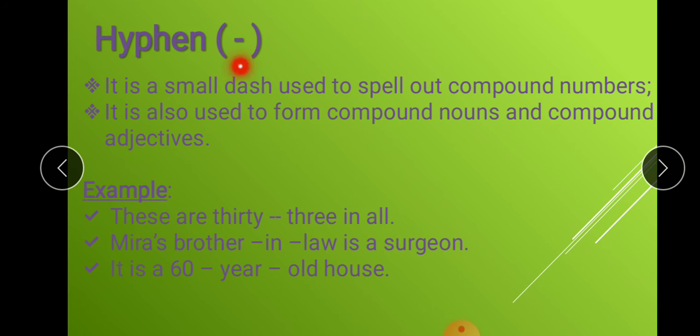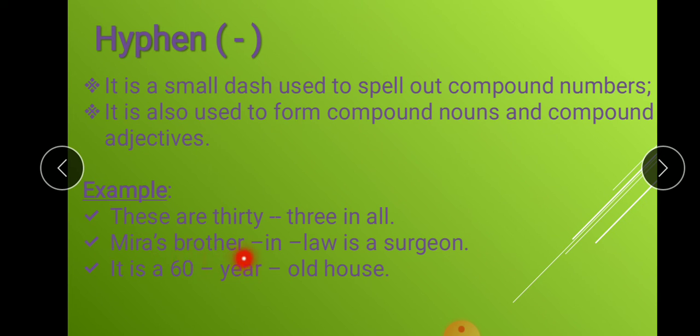Next is the hyphen. This is the sign for a hyphen. It is a small dash used to spell out compound numbers. It is also used to form compound nouns and compound adjectives. Example: these are thirty-three in all. Thirty-three is a compound number. A compound noun is when you join two nouns together.